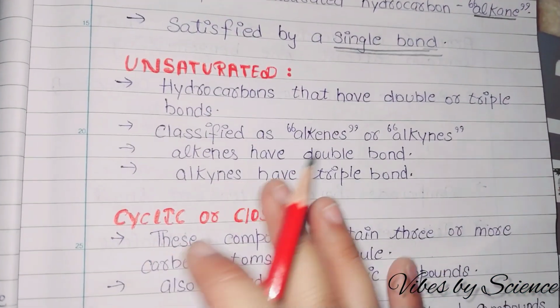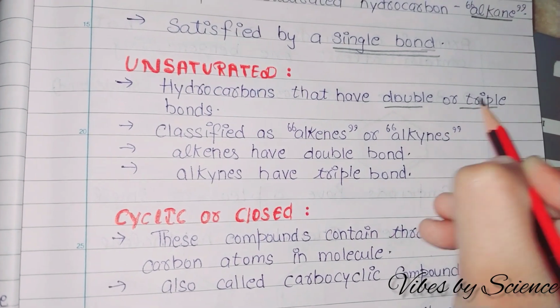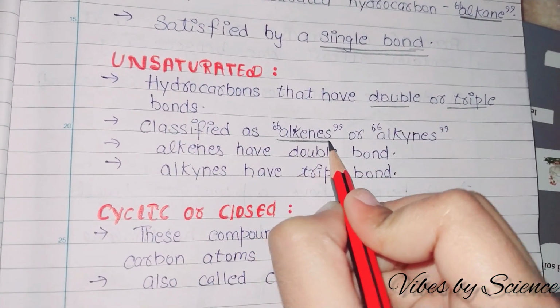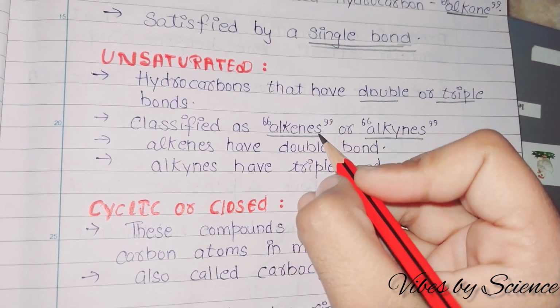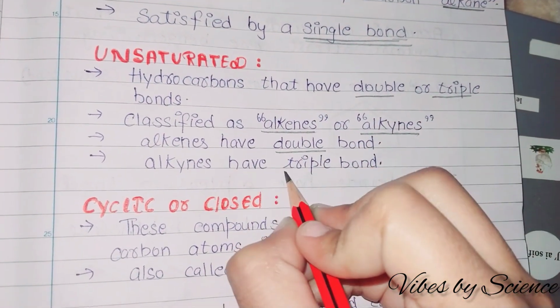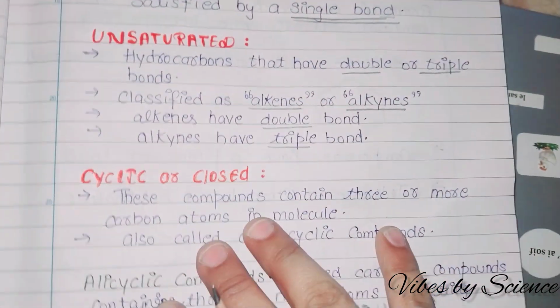Next are unsaturated hydrocarbons. These have like double or triple bonds. These are alkanes, alkenes and alkynes. Alkenes have double bond and alkynes have triple bond. Fine. Next is cyclic or closed.